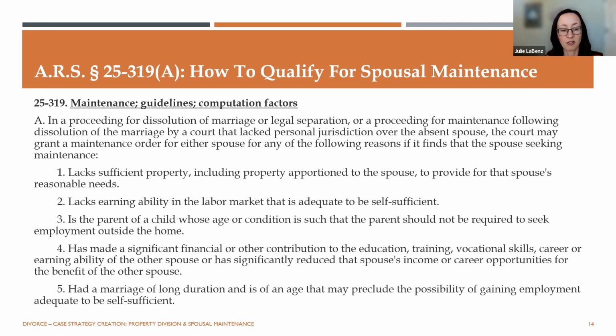And then finally, number 5, if you had a marriage of long duration, that's generally considered to be 10 years or longer, and you're of an age that may preclude the possibility of gaining employment adequate to be self-sufficient. So a 10-year or longer marriage, and you're of an age, to me, like retirement age, somewhere around there, you're already retired, or you're just about to retire, or you're at this age where that may preclude the possibility of gaining employment adequate to be self-sufficient.